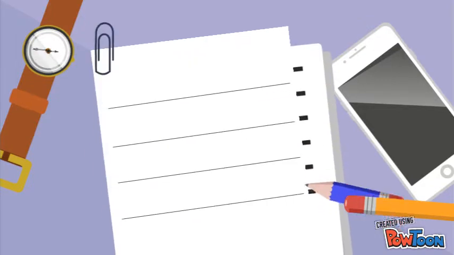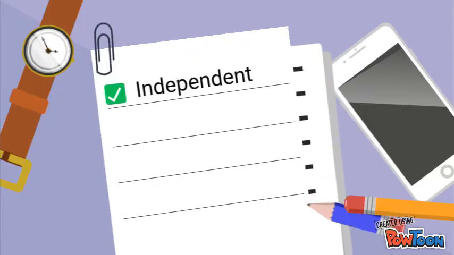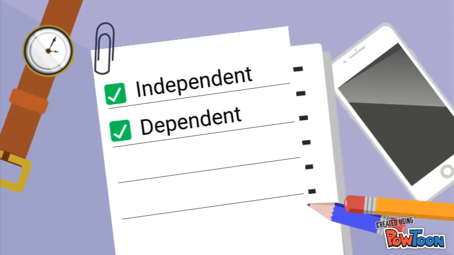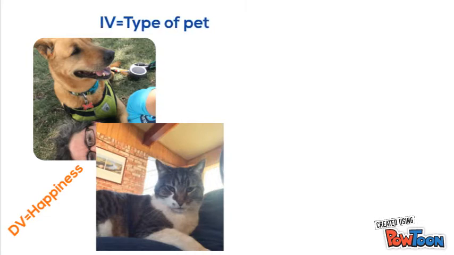For now, let's practice a little bit more with the independent versus dependent variable concepts. Our hypothesis is that people who live with dogs are equally happy to those who reside with cats. What is the dependent variable in this case? Happiness. What is the independent variable? Type of pet.